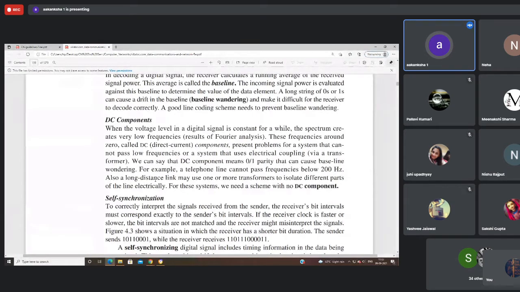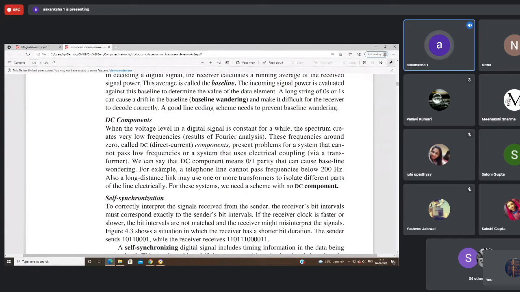So the power level goes up, but in the time duration in which the electrical spike occurred, if you have passed, suppose, 5 bits, the actual data was 5 zeros, but it would be represented as 5 ones. That is because of the baseline wandering in DC components.